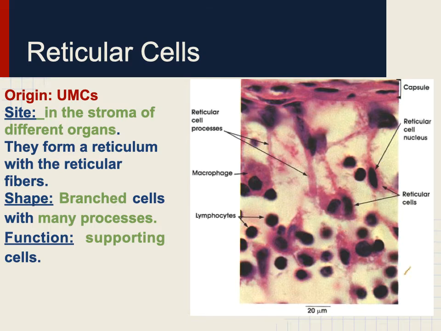The stroma is formed of a network of cells and fibers, like a network on which rest the functioning cells. They form a reticulum. Reticulum means network, with the reticular fibers. These cells appear as branched cells with many processes. They are pale basophilic, and they are stained with silver.